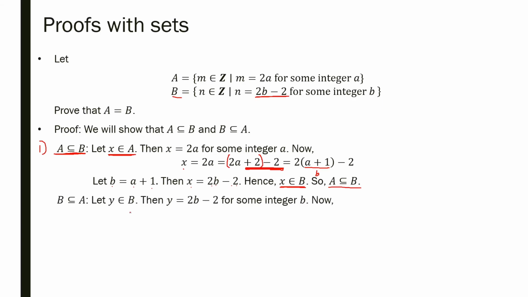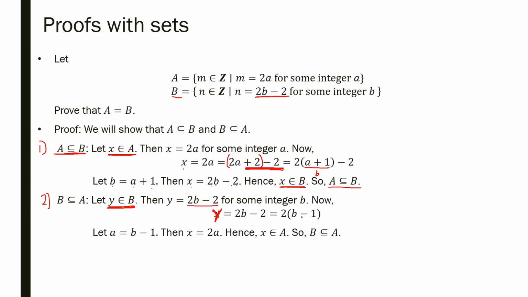So part 2, let's show that B is a subset of A. I'll use a different letter, you could use x again, I just wanted to go with a different letter. Let y be an arbitrary element from B. Then y can be written as 2b minus 2 for some integer b. Now, I should have kept it as an x. y is equal to 2b minus 2, which is equal to 2 times b minus 1, just factoring out a 2. Let's have a equal to b minus 1.